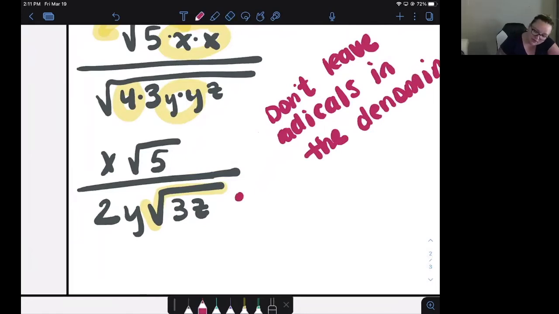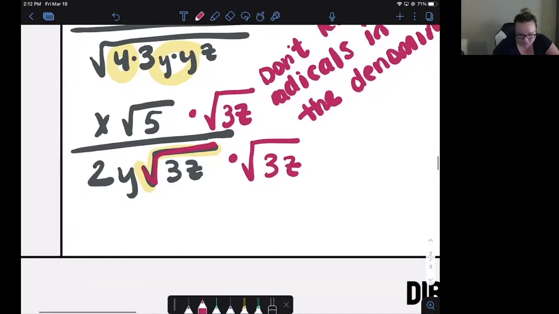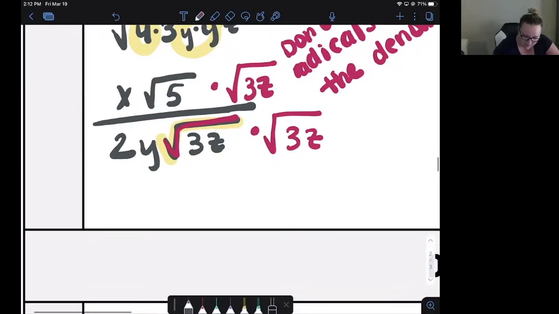And to do that, you just multiply the numerator and the denominator by the radical that's in the denominator. So this radical is 3z. So I'm going to multiply it by radical of 3z, top and the bottom. When you write your z's in math, please put a line through them so we don't confuse them with 2's. All right, so let's see what happens.